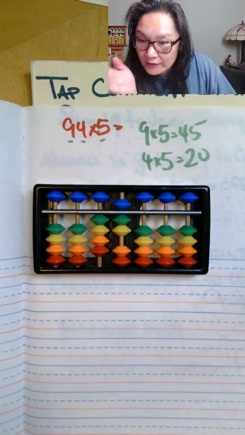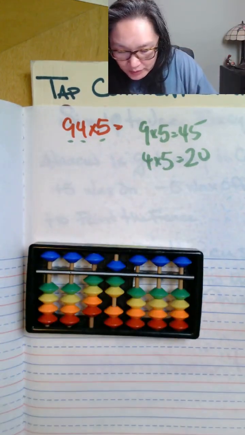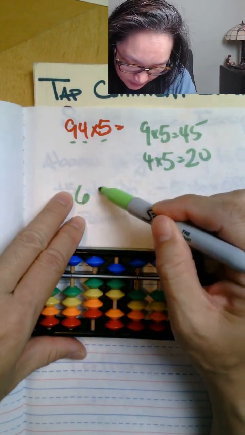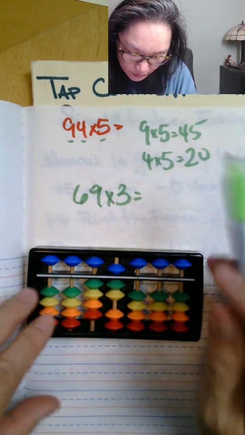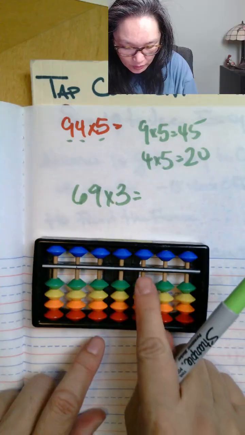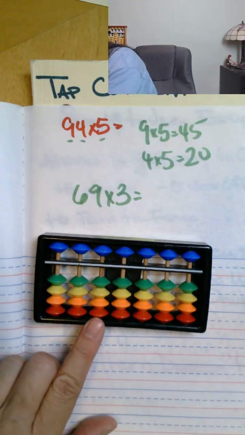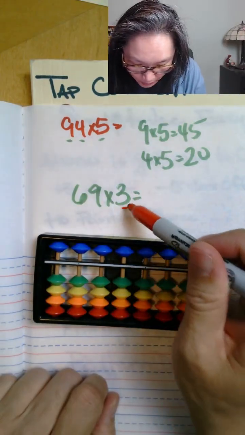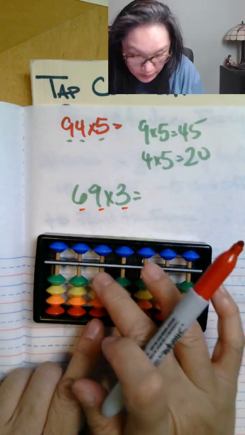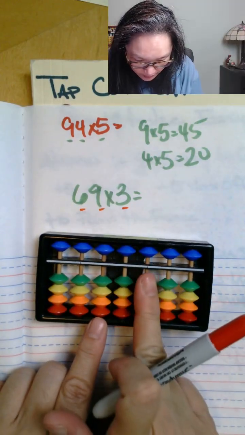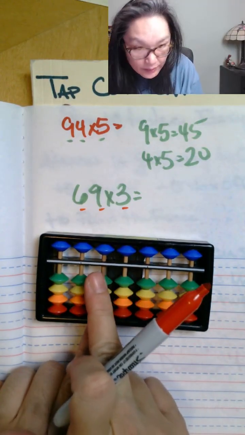Okay, so that's the 5, 10. Okay, let's do this one. 69 times 3. So again, we're going to find our digits. 1, 2, 3. How do I find them? 1, 2, 3. So that's where I am, right? We count from the ones, the 10s, and 100s. So now I'm at the hundreds.